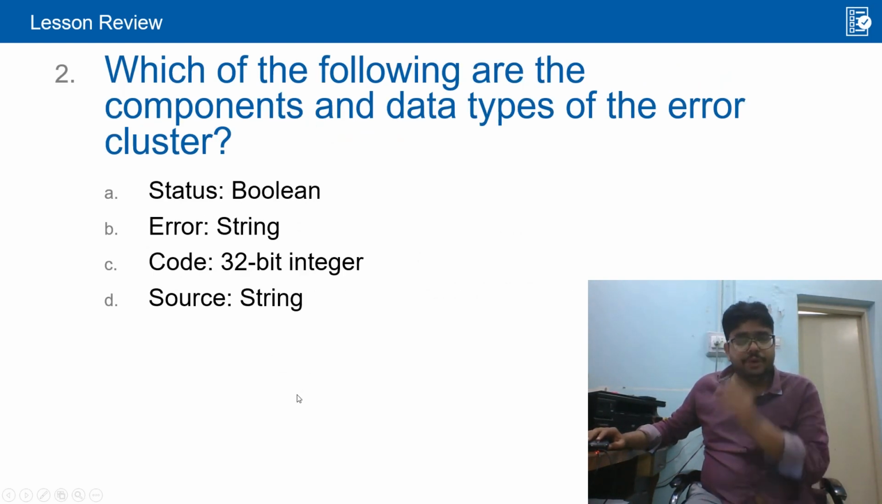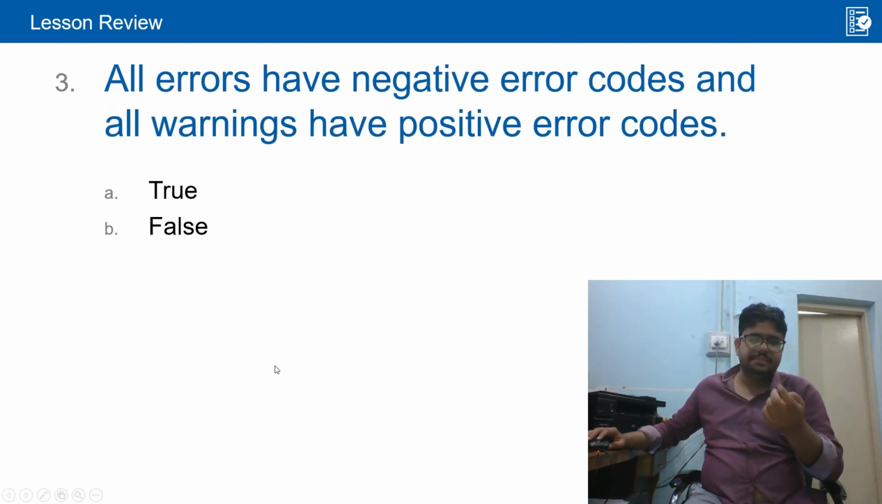Which of the following are components and data types of the error cluster? Status Boolean, yes. We noticed that an error cluster consists of three different data types. One was status and the data type was Boolean. Error string, no. Code, 32-bit integer, yes. Code was shown, and 32-bit integer numeric data was used. And source, yes, the description of the error, which is data type string. So these three are correct options.